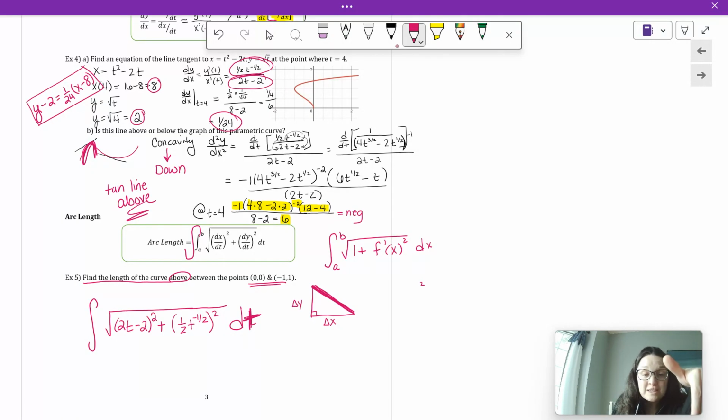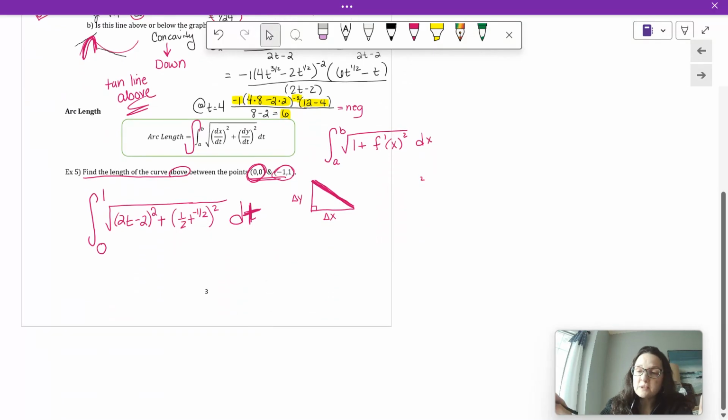So I need to know what t value starts me at 0, 0 and gets me to -1, 1. Well, let's see. What t value starts me at 0, 0? Well, that's got to be t equals 0, I think. And what t value gets me to -1, 1? Well, it feels like 1. If I put 1 in up here, I'd get 1 minus 2. Yep, that's -1. If I put 1 in there, I'd get 1. So my t-bounds are 0 to 1. You just got to figure out your t-bounds based on your points. Then you just plug this in the calculator.